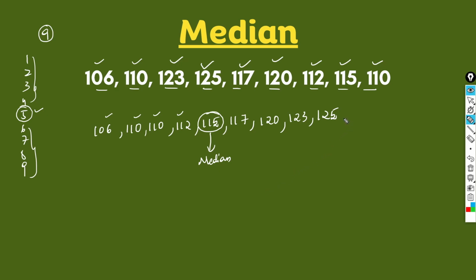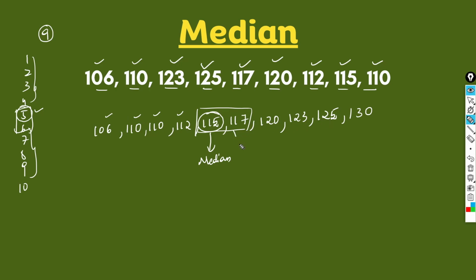In case you have one more number, let us take 130 in the data. Now we have 10 observations. So for 10, which is an even number, there is no exact middle number. Because 5 and 6, both these are middle numbers. There are 4 numbers before and 4 numbers after these 2 numbers.